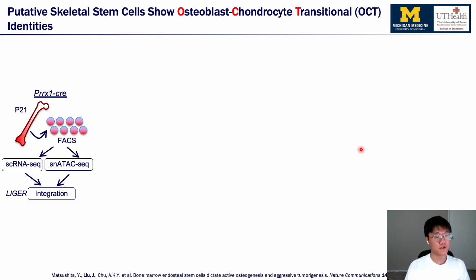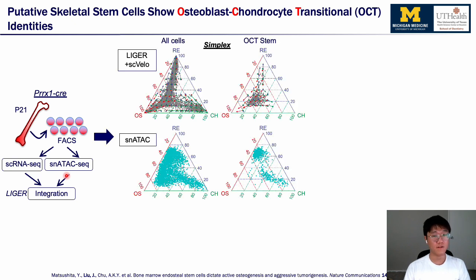And to further confirm the potential of the stem cell cluster, we performed another round of sequencing, in which we did single-cell RNA-seq and single-nucleus ATAC-seq on the young bone marrow. And we developed a novel way of demonstrating the differentiation potential towards each of the 3 terminal states. So here we define the reticular cells, osteoblasts, and chondrocytes as the 3 terminal states. Let me explain a little bit more about these simplex plots.